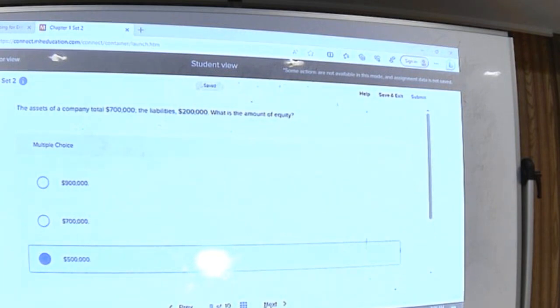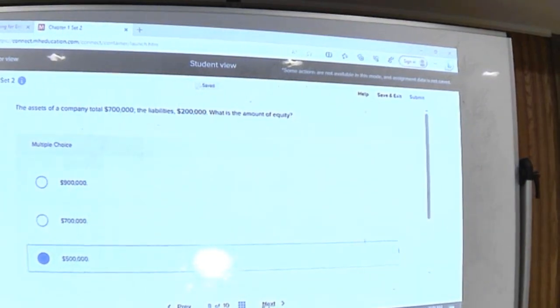The next one, number 8, we have assets on the left, 700,000, liability on the right, 200,000. You have to balance that equation. How do we do it? Equity has to be 500,000.